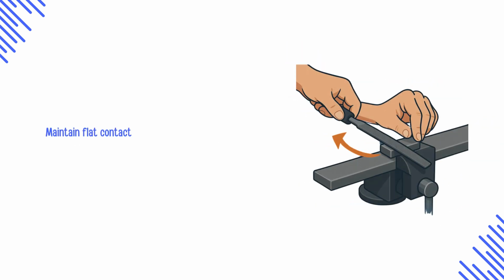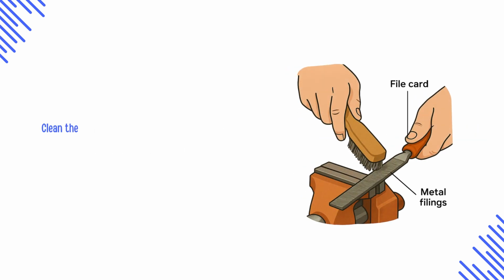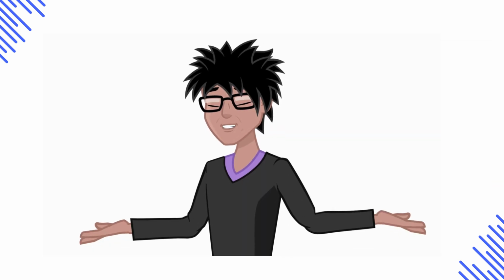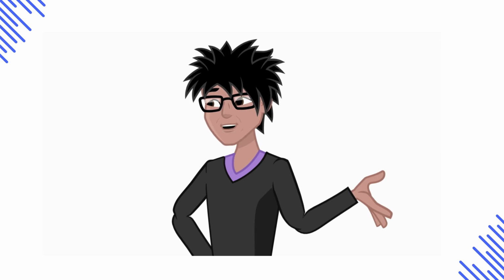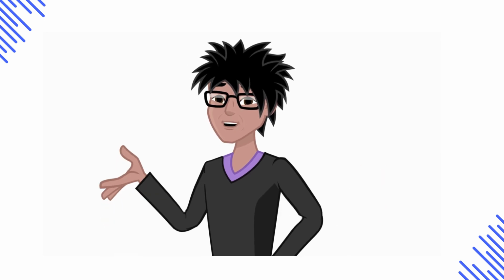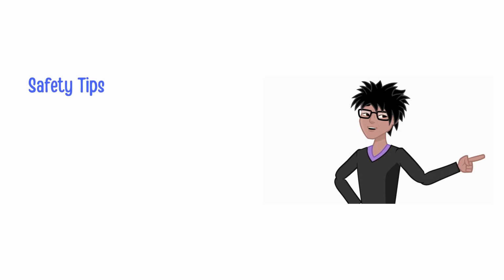Number 5. Maintain flat contact. Keep the file flat against the surface. Tilting can cause uneven filing or scratches. Number 6. Clean the file during use. Use a file card or wire brush to remove material buildup between the teeth. By following the proper technique, you will extend the life of the file, protect your workpiece, and achieve a smooth, accurate finish. Always follow these safety precautions.